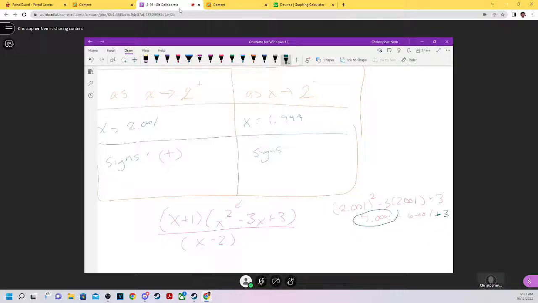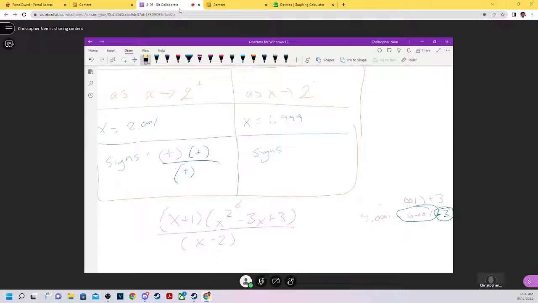Which one is it going to be, positive or negative? Well, this guy's positive, this guy's positive, and this is the only negative. 4 plus 3 is 7, so it's automatically going to be bigger than negative 6. So we can say this is going to be positive for the other piece. And then for the final denominator, 2.001 subtracted by 2 is also going to be positive. We're going to be left with 0.001. Okay?